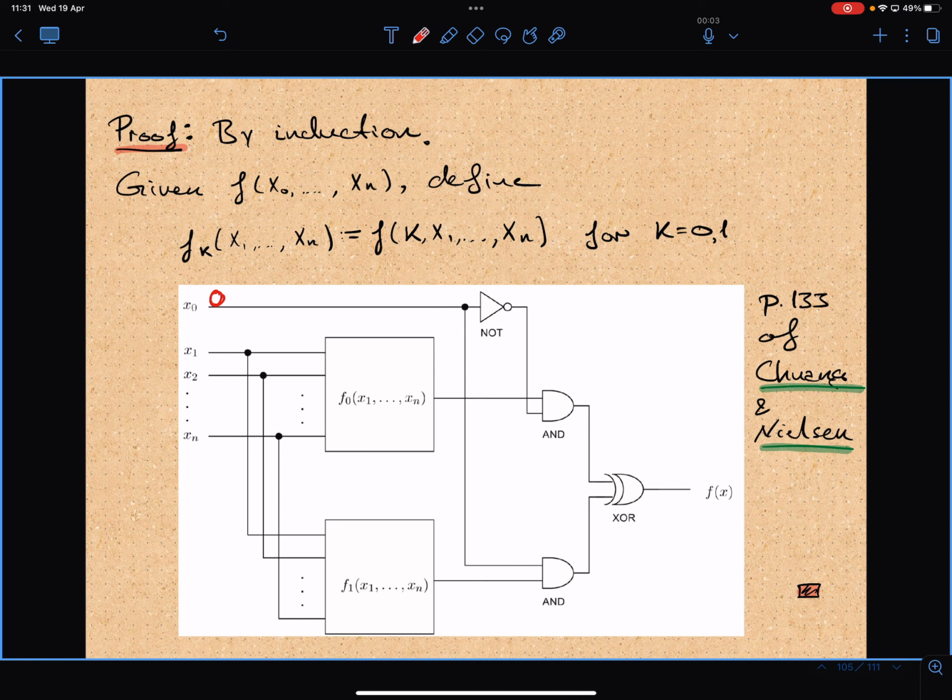So for instance, if the bit x0 is 0, then what we want the output to be is f0 of x1 and so on up to xn, which is just going to be f0 of x. This is the result that we want. And we can actually track this. This is going to be 0. And regardless of what f1 is, this is going to be 0. And then in here, this is going to be 1.